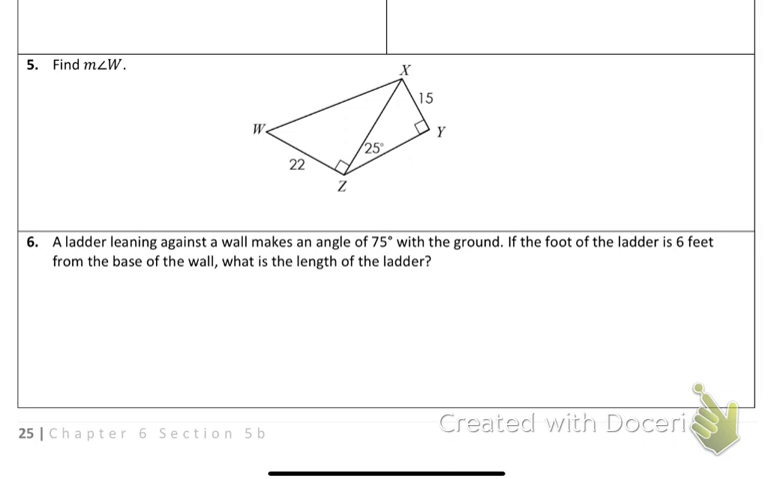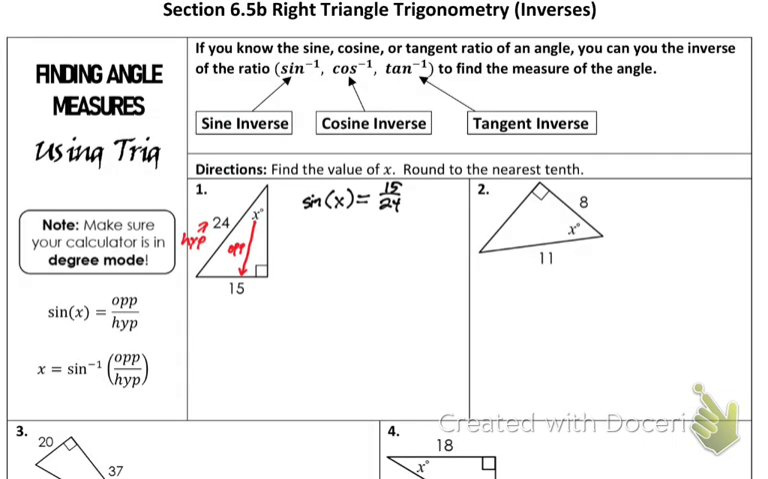And it just so happens, why am I all messed up on where my slides are? There we go. It just so happens the only way to undo sine is to take the sine inverse of both sides, which is going to look like this. I'm going to take the sine inverse of sine of x, because I want x all by itself. That's going to equal the sine inverse of 15 over 24.